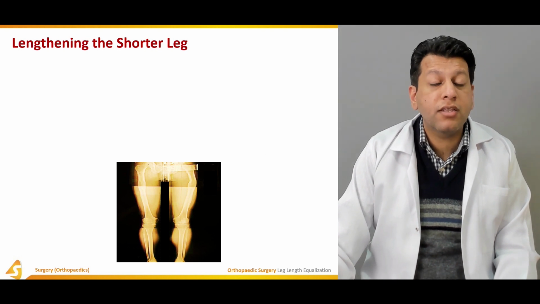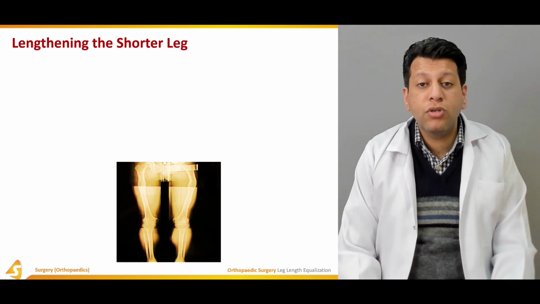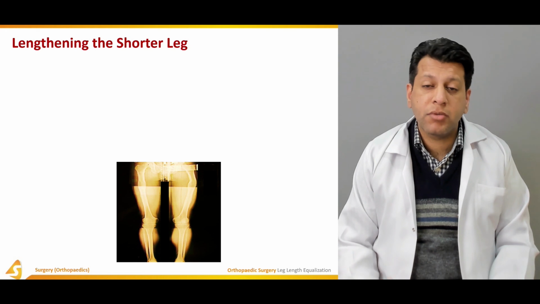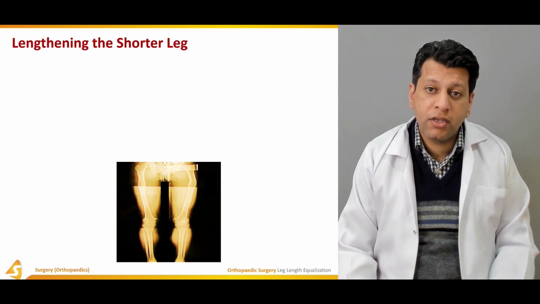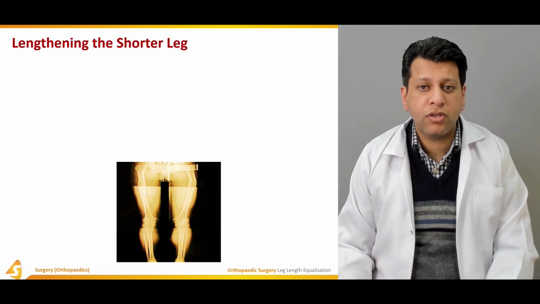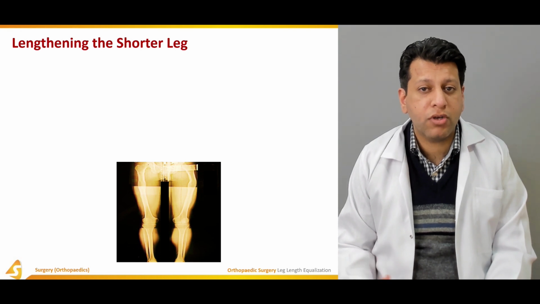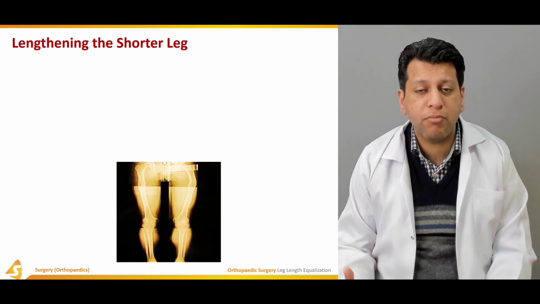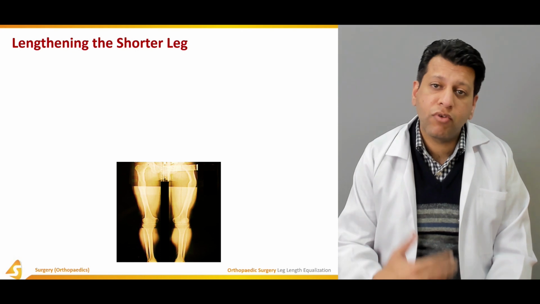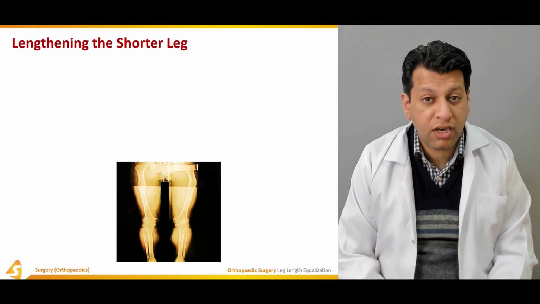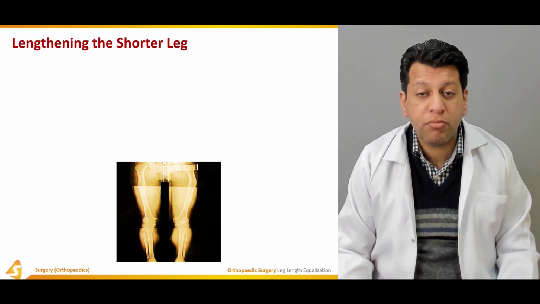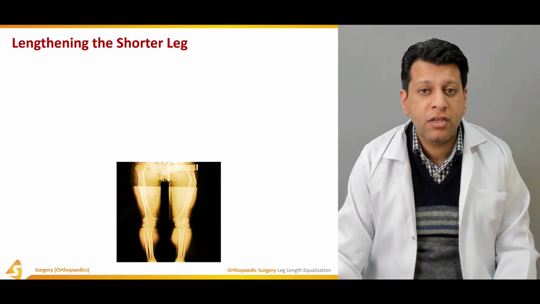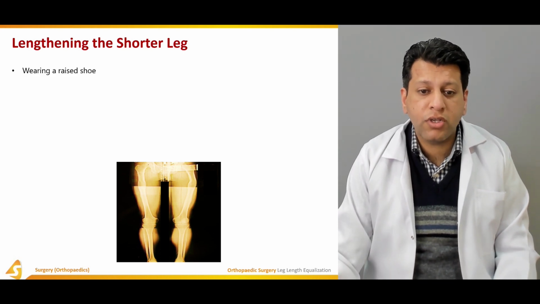Now coming to the lengthening of the shorter leg. As I told you, if the limb length discrepancy is greater than 5 centimeters, then shortening of the long leg would not be a good option because this would produce improper muscle balance. Therefore, we will have to increase the length of the shorter leg. Increasing the shorter leg could be done through multiple methods. This includes simply using a shoe raise.